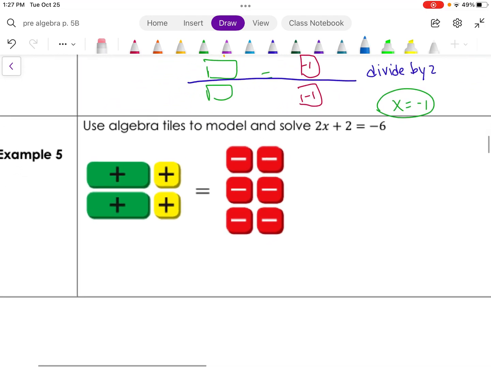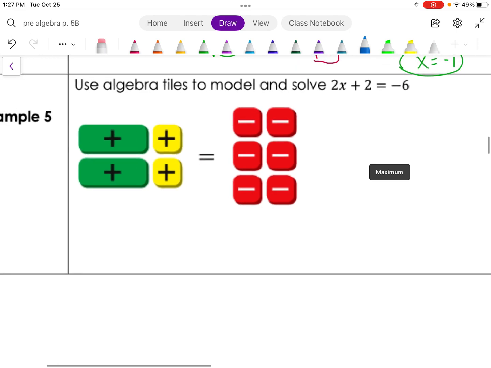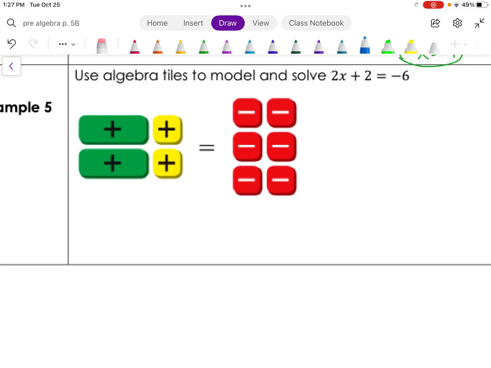Last example, we have 2x plus 2 equals negative 6. Well, again, we want to get our 2 x's by themselves, so I would need 2 negatives, right? Because then a positive and a negative cancel out, a positive and a negative cancel out. So then I need to add 2 negatives on the left. Well, now what do I have? I have 2 x's equals 1, 2, 3, 4, 5, 6, 7, 8 negatives.